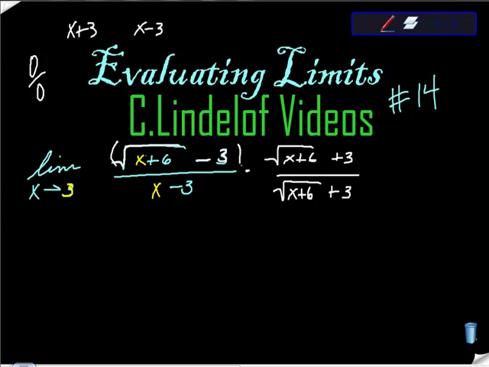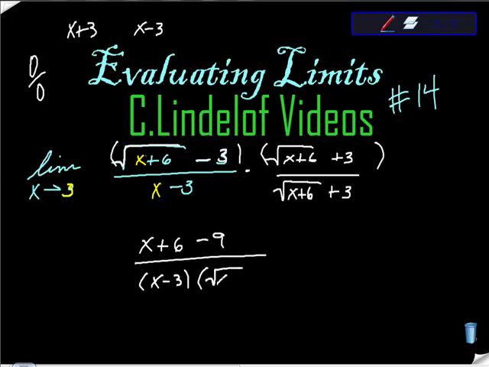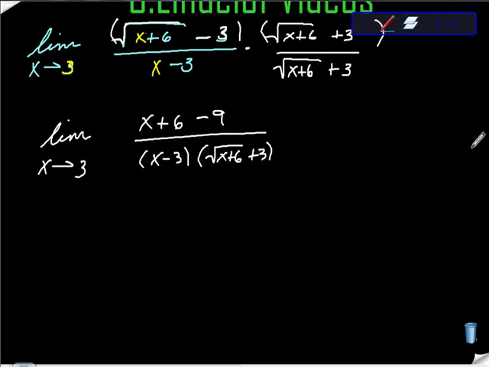I'm going to FOIL this times this, which will give me x plus 6. And then negative 3 times positive 3 is negative 9, isn't it? So negative 9. And at the bottom, I'm not going to actually do all this work. I'm going to leave this as x minus 3 times the square root of x plus 6 plus 3. You'll see why in just a second. And remember that we were asked to evaluate the limit as x goes to 3.